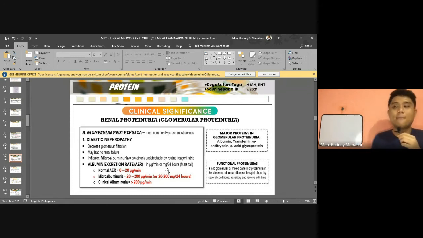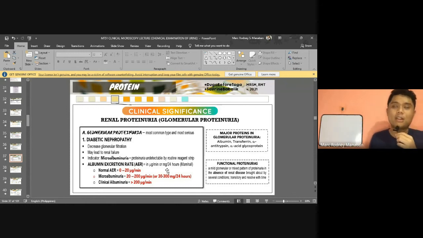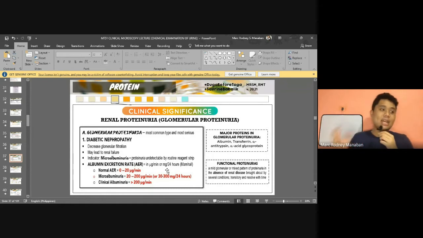When we say microalbuminuria, it means small amounts or a small concentration of albumin in the urine, all right? And because it's only little, the proteinuria is undetectable by the reagent strip. Because again, the concentration is still too low to be detected by the reagent strip. That's why it's called microalbuminuria.